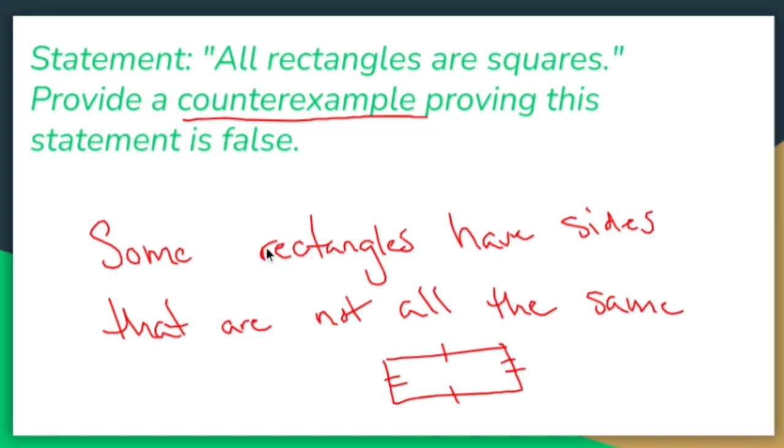So basically, when you see a statement that says all or every or something like that, you're looking for a reason why that all or every is not true, and that's what a counterexample does. It shows you the lies, just like social media.